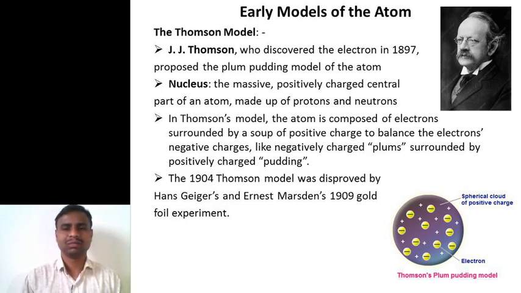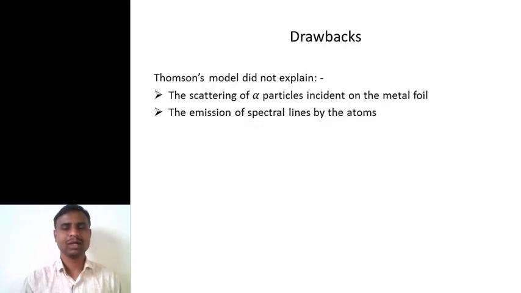So these vibrations of charged particles are throughout the volume of the spherical cloud of charge. What are the drawbacks of the Thomson model? The Thomson model did not explain the scattering of alpha particles which are incident on the metal foil.